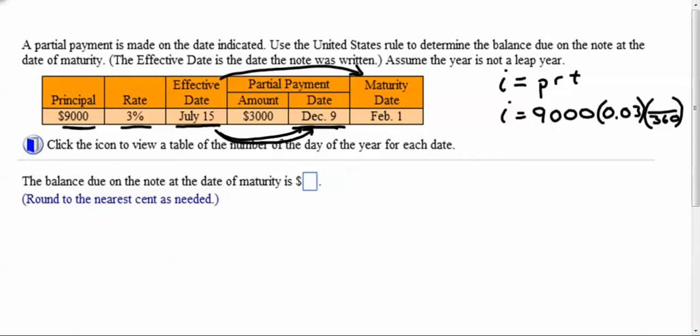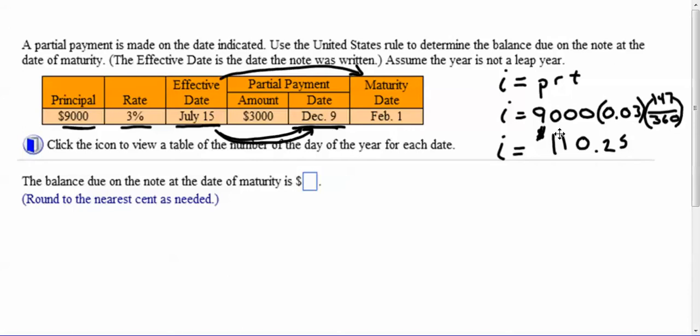So I believe we just said that our number of days was 147, but that's days, so to convert that to years, we have to divide it by 360. So the amount of interest that we're going to owe on December 9th will be 9,000 times 0.03 times 147 over 360. And we only want to round to the nearest penny at the very end. So I'm going to take 147, divide it by 360, and not round that number. It's 0.408333. I'm going to multiply that by 0.03, and multiply that by 9,000. And I get $110.25. And that's the interest that I'll owe for the dates July 15th to December 9th.